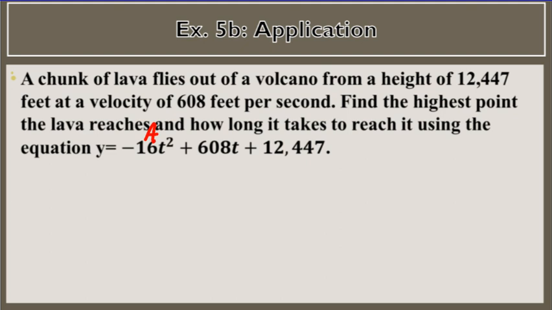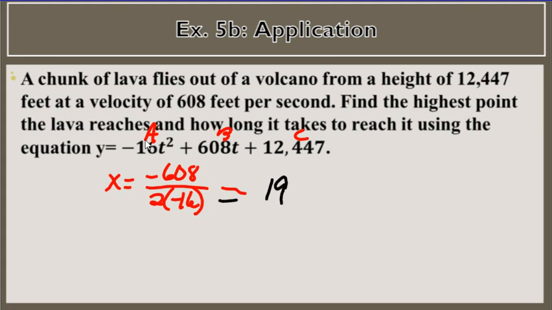So it's a, b, and c. So the formula: x equals the opposite of our b, 608, divided by 2 times a negative 16. Now we have negative 608 divided by negative 32. That gives us 19 seconds. After 19 seconds, let's see the height.